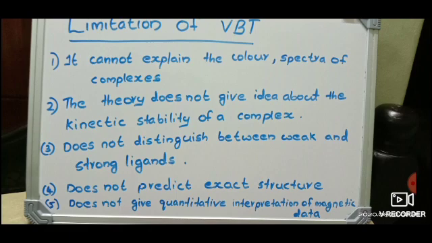It does not predict the exact structure. It does not give any quantitative interpretation of magnetic data. Why some have 4 unpaired electrons, why some have only 1 unpaired electron, things like that it is not able to predict. When we talk about strong and weak field ligands, we are able to say a little more clearly about it. But this theory didn't say anything about strong or weak field ligands. So it is not able to give a quantitative interpretation of magnetic data. So these are the limitations of valence bond theory.